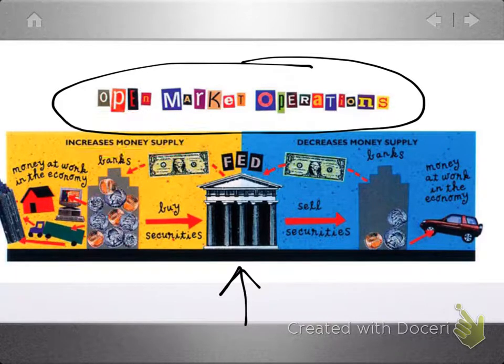Okay, and the way that they increase the money supply is they are going to buy securities, and a security is an IOU, like a government bond. You lent money to the government, they took the money and spent it on something like Social Security or a submarine, and then they pay you back in the future with interest. So that's what a government bond is. It's an IOU.